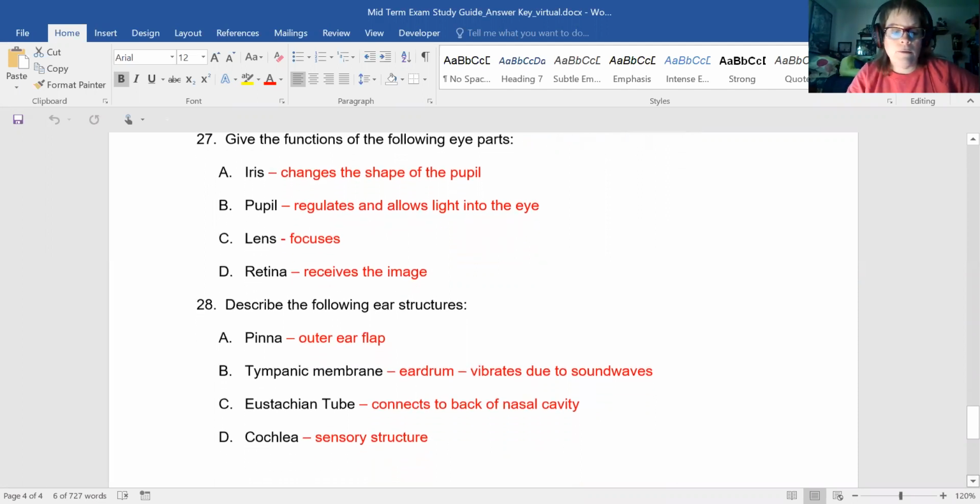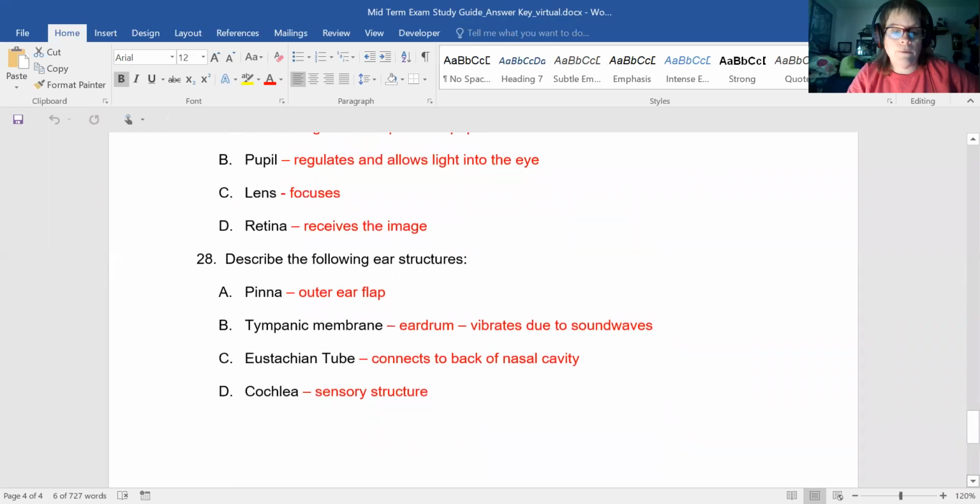Okay, and then the ear. Remember your little ear flaps, or the outer parts of the ear, is called the pinna, singular, pinnae for plural. Tympanic membrane is just another name for the eardrum. Of course, it vibrates due to sound waves. Eustachian tube, it's going to connect the middle ear to the nasal cavity. And the cochlea is a sensory structure, so it picks up on a lot of sound vibrations and stuff.